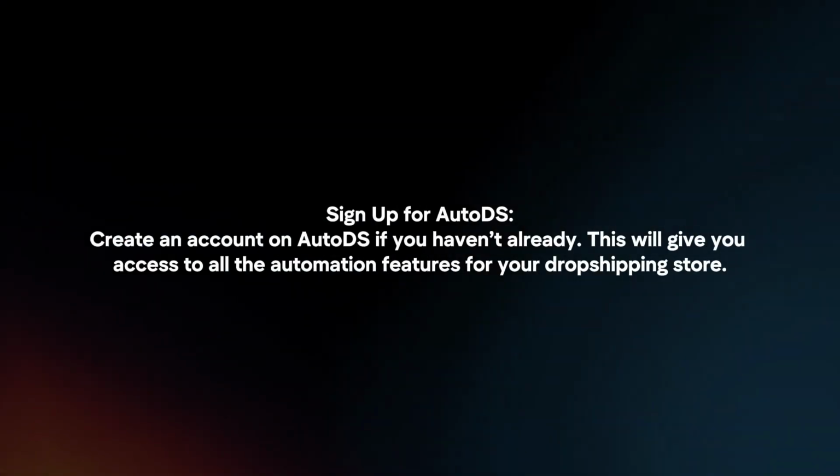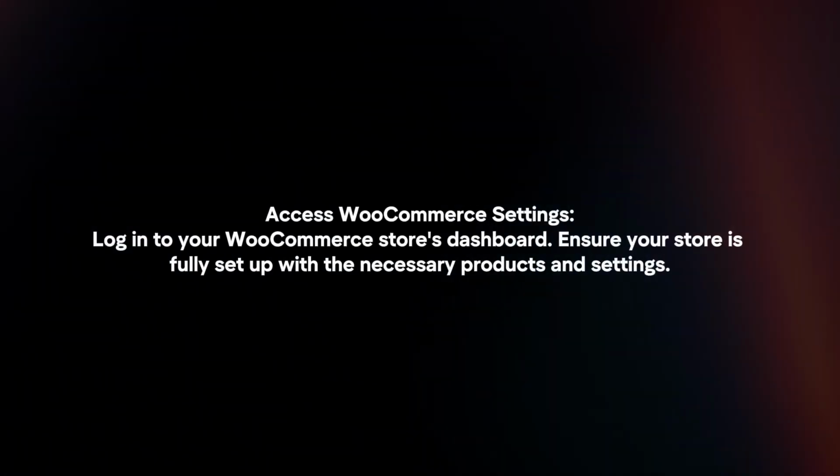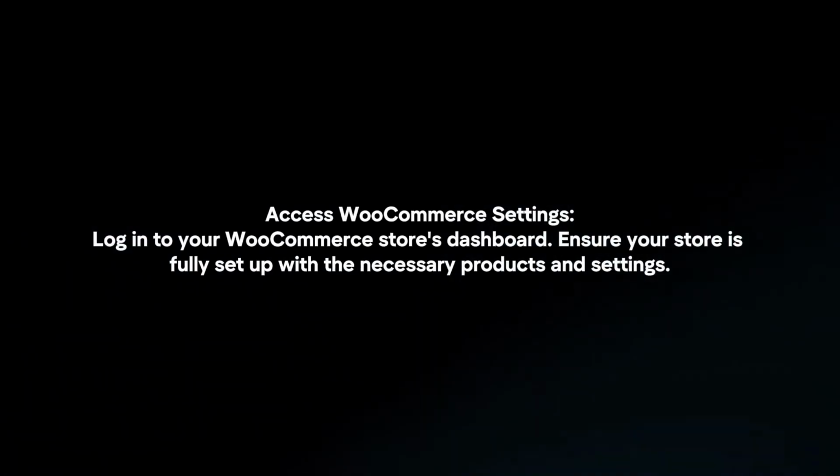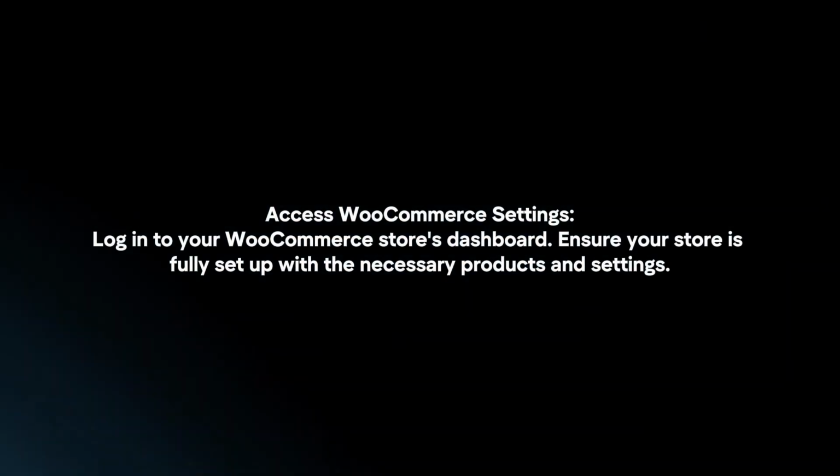Sign up for AutoDS. Create an account on AutoDS if you haven't already. This will give you access to all the automation features for your dropshipping store. Access WooCommerce settings. Log into your WooCommerce store's dashboard. Ensure your store is fully set up with the necessary products and settings.